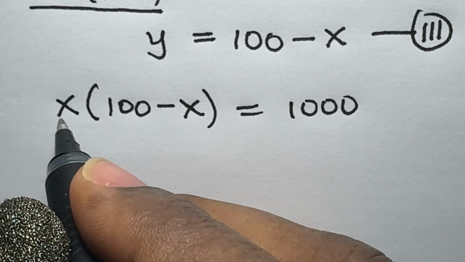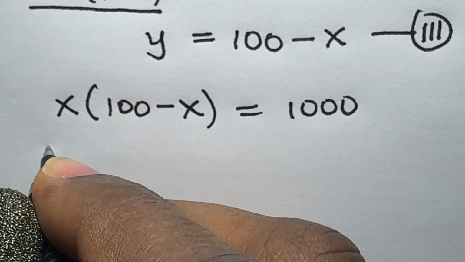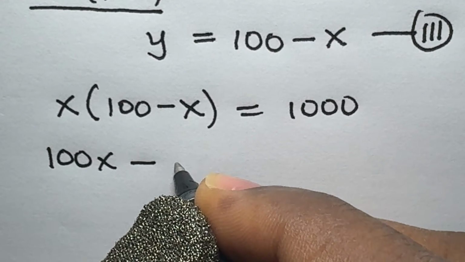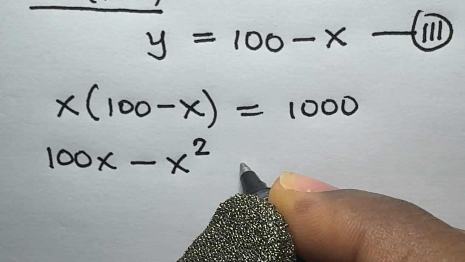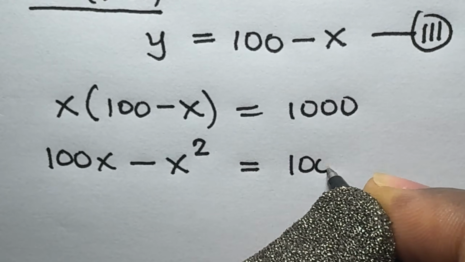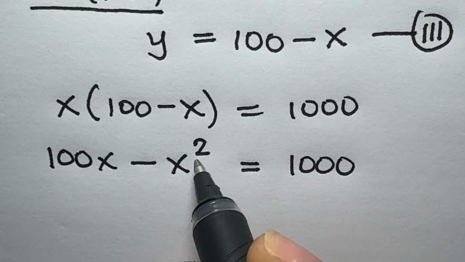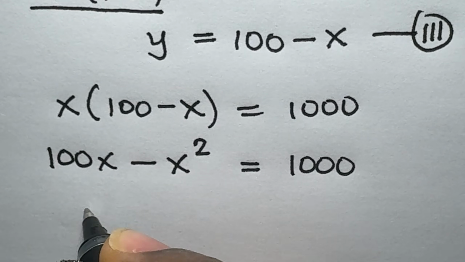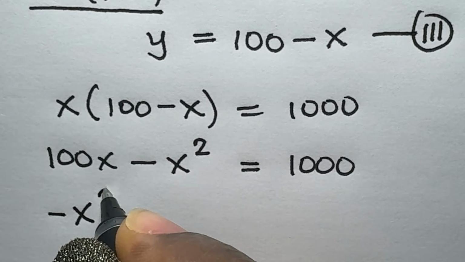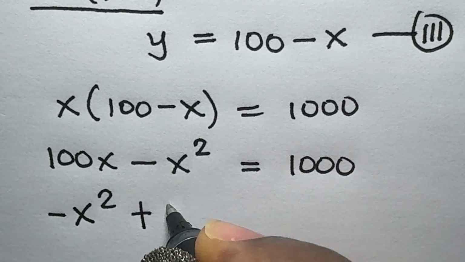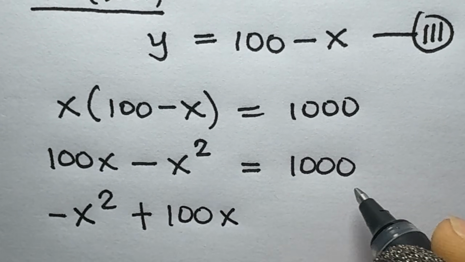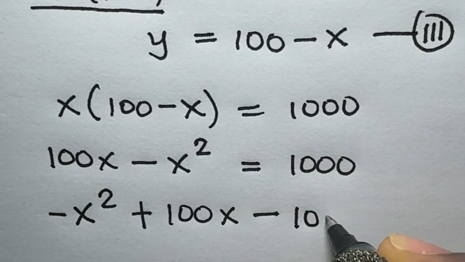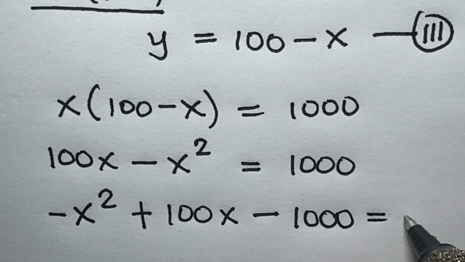Let us open this bracket. X times 100 will give us 100x minus x times x will give us x squared is equal to 1000. If I rearrange this in descending order of power for x, this will give us negative x squared plus 100x, and then transfer 1000 to the left, so we have minus 1000 is equal to 0.